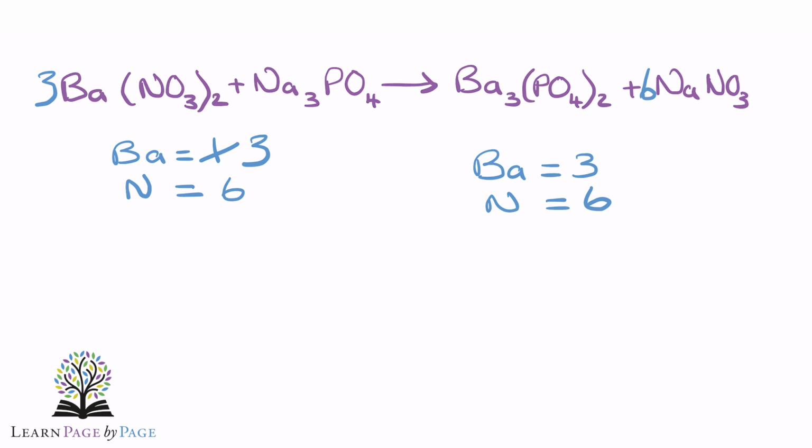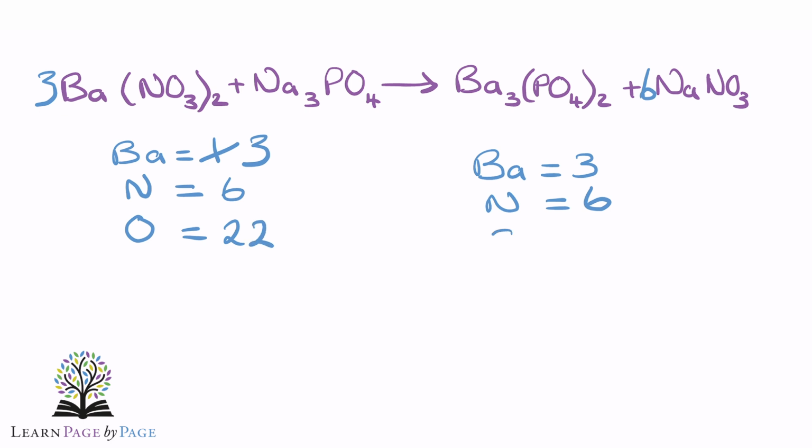Now let's move on to the oxygens. Oxygens can be a bit tricky in some of these big equations. You can get some big numbers. Let's look at what we have. Well, we have 3 inside the bracket. There's a 2 outside, so 2 times 3 is 6. There's also this 3 here, so 3 times 6 is 18, but then look at the sodium phosphate as well. We've got 4 here, so we have 18 plus 4, 22.